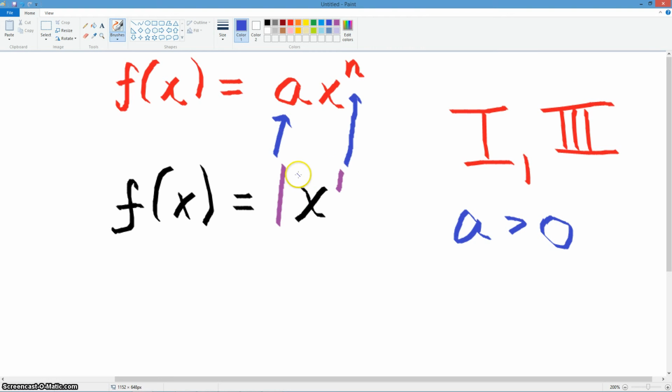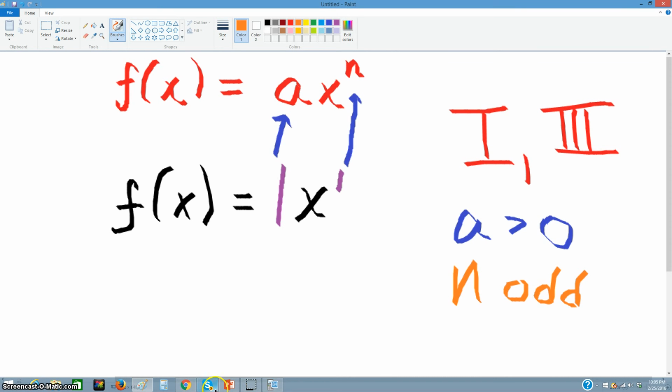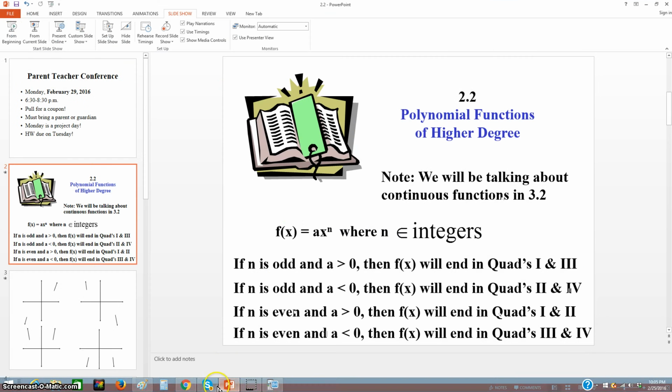What can we say about N? Is it even or odd? What is the 1? Is that an even or an odd number? It's odd. So we have N is odd. All right, so we have that if A is greater than 0 and N is odd, it's going to be living in quadrants 1 and 3. Let's check which one of those rules it falls under.